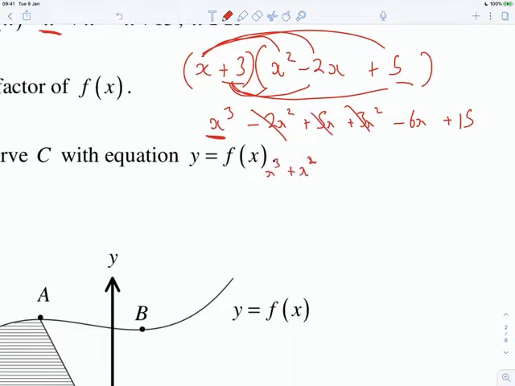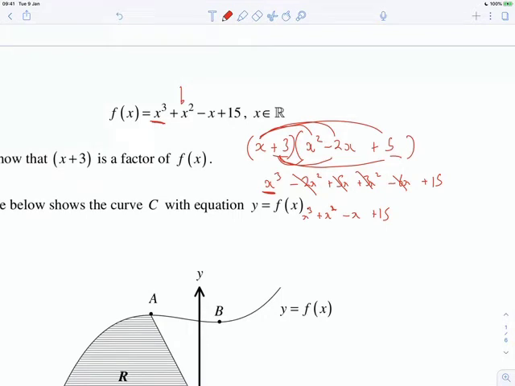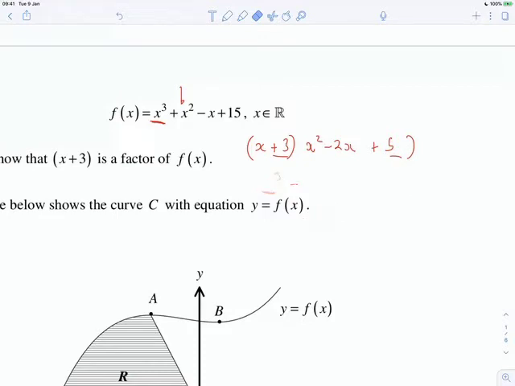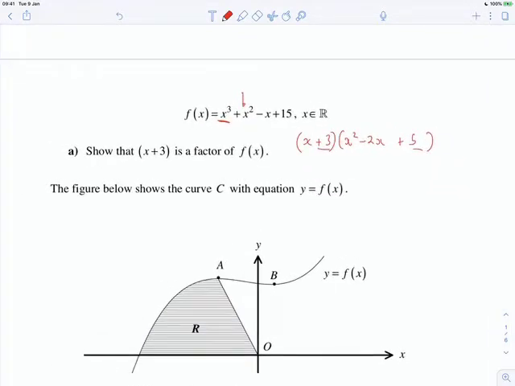There's a 5x minus 6x, that's minus an x, and there's plus 15. So what are we looking for? x cubed plus x squared minus x plus 15. All right, cool. So it is indeed a factor because I factorized it into a quadratic. I don't think it wants you to actually factorize it, just show that it is a factor. But just factorizing like that would be fine.